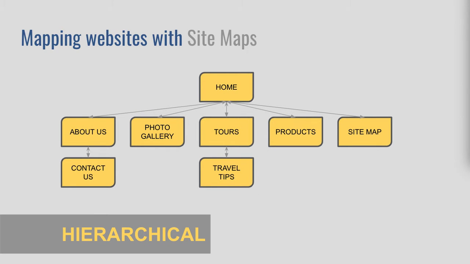The third key type here is hierarchical. You're probably recognizing this sort of structure from our second unit working in ICT as an organizational structure. If I replace the word home with CEO and the word tours with manager and the word travel tips with employee, that's an organizational structure.